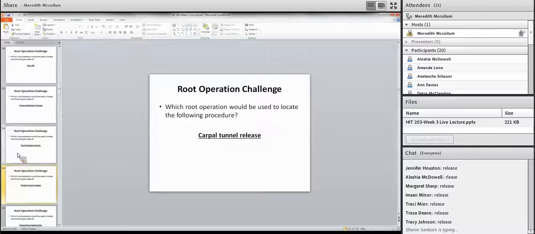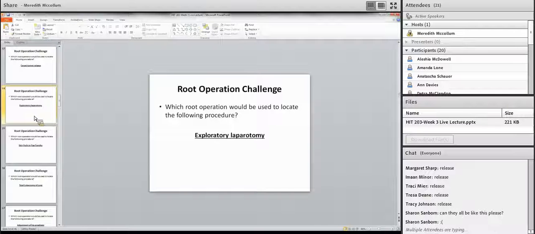Unfortunately, not all of them are this easy. Exploratory laparotomy. Sharon, I wish they were, trust me. Good job, it is inspection.